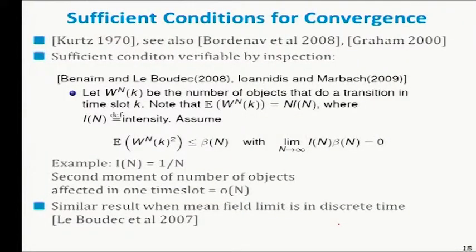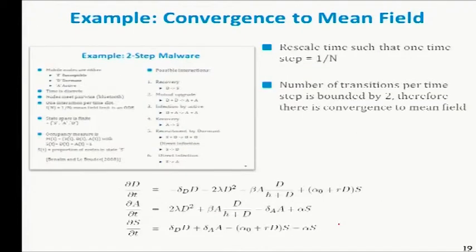There are other mean field limit scalings. I will not mention them, but I'll give pointers in the paper. So for example, if we look at the small example with n objects that have 3 states, the number of transitions per time step is bounded by 2. Therefore, our results apply. There is convergence to a mean field limit.